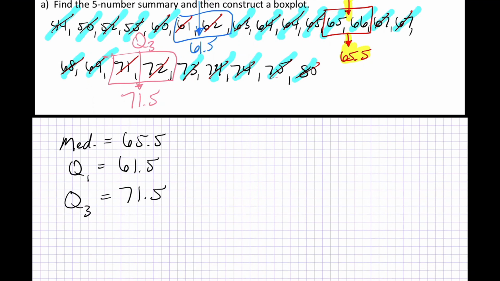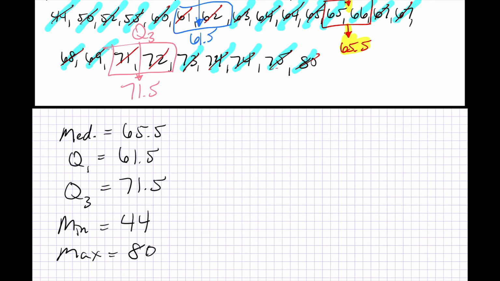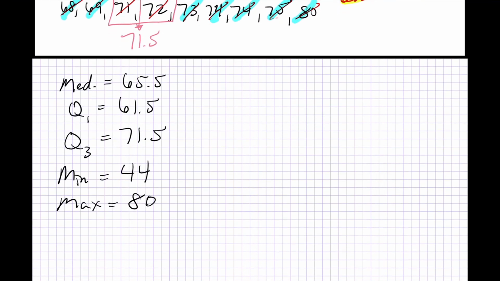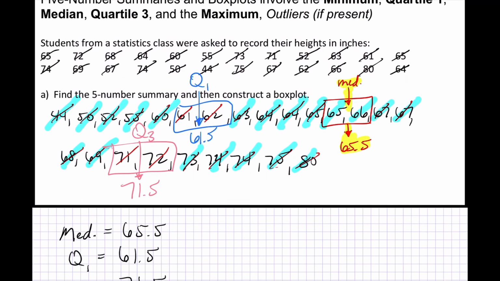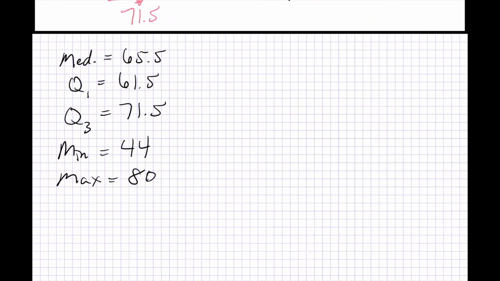And then what'd you say? What's the minimum? That's the smallest number, 44. What's the maximum? 80. That's the last time you're going to have to do it by hand. After that, you can use the calculator. Now, that's the 5-number summary. When they say 5-number summary, those are the 5 numbers I need: median, maximum, minimum, Q1, Q3. We're going to use those tomorrow to make what's called the box plot.